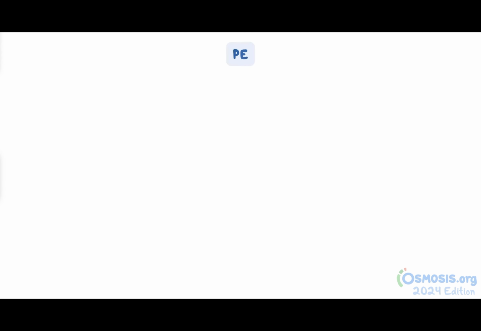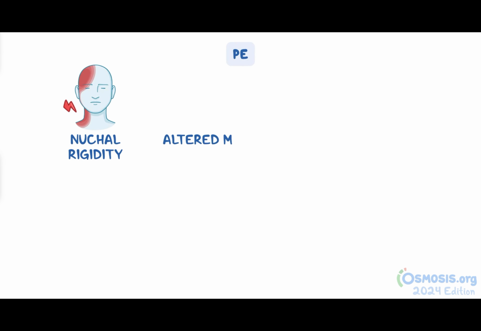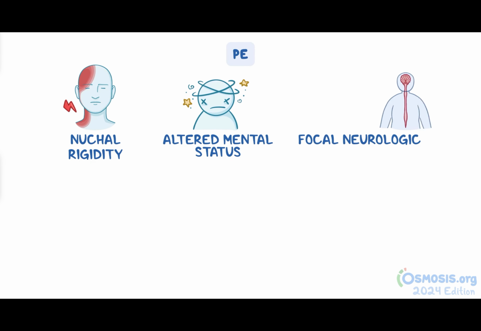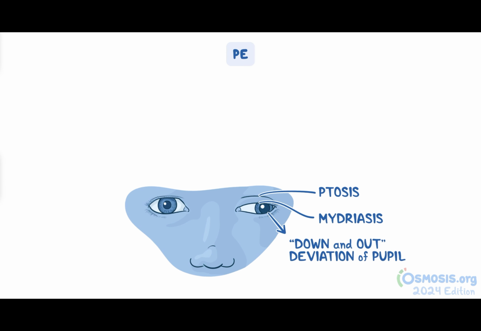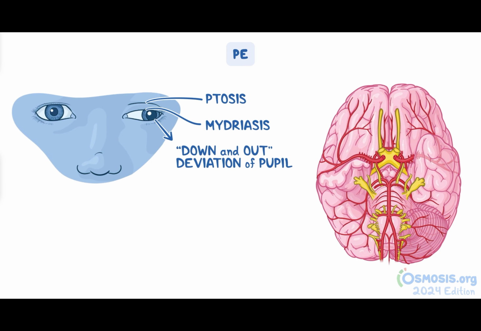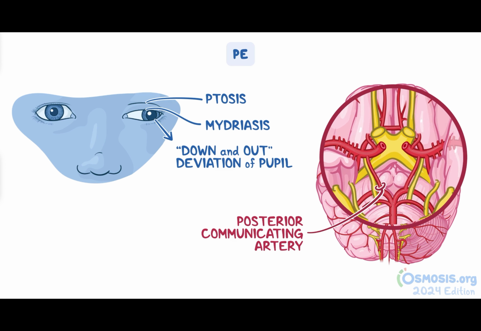Next, the physical exam will reveal nuchal rigidity, possibly in combination with an altered mental status and focal neurologic deficits. Some patients may also present with ptosis and mydriasis, as well as the down and out deviation of the pupil. This clinical presentation is specific for cranial nerve 3 palsy due to a posterior communicating artery aneurysm because the posterior communicating artery runs next to the cranial nerve 3.